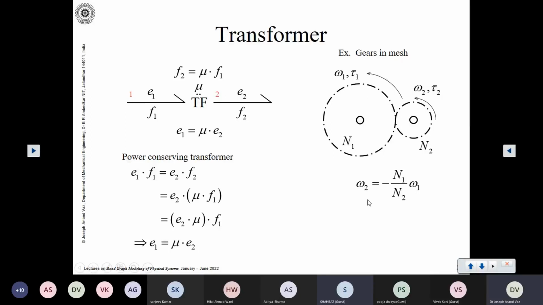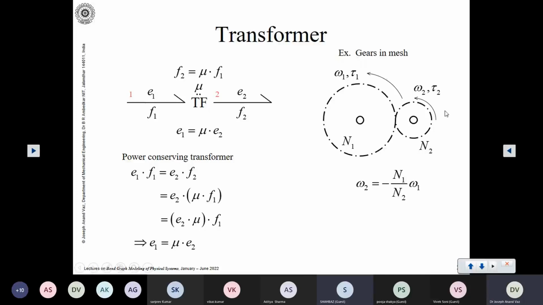Now we know that omega 2 is equal to minus N1 omega 1 upon N2. I hope you agree to that. All of you know about this relationship, so I'm not going into the depth of this. Omega 2, that is the angular velocity of the pinion, is directly related to the angular velocity of the gear by the ratio of the number of teeth. And of course, this minus sign is because the direction gets reversed.